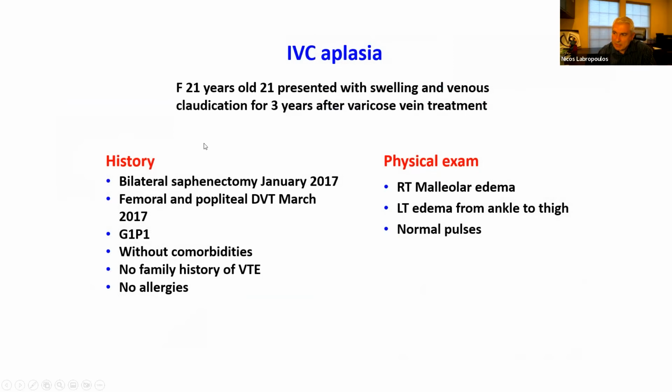So it's a female patient, and this is a very nice example for other reasons. She presents with swelling and venous claudication for 3 years after varicose vein treatment. Here is her history. Here is her physical exam.